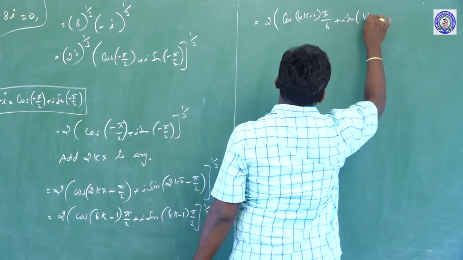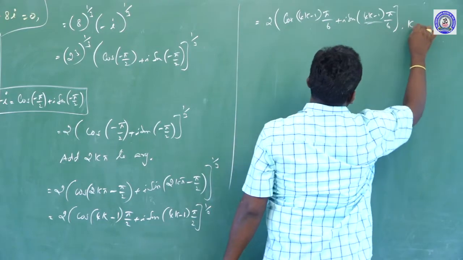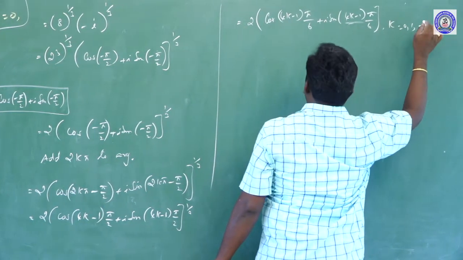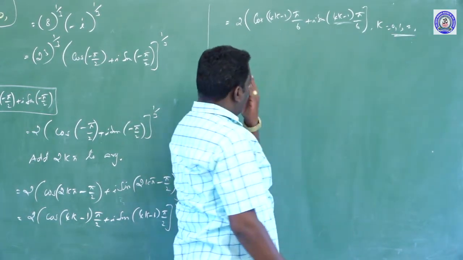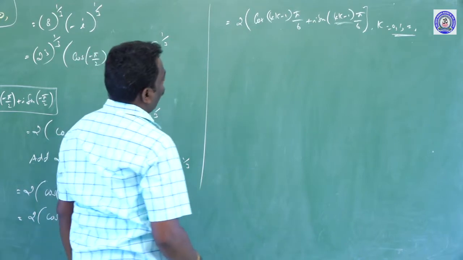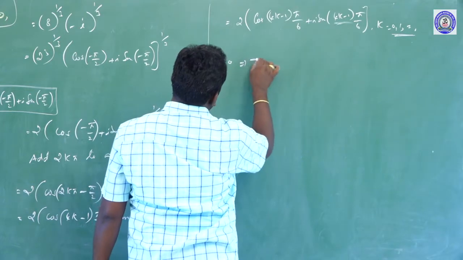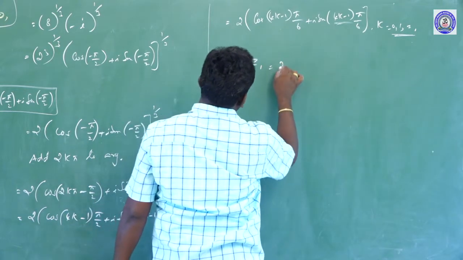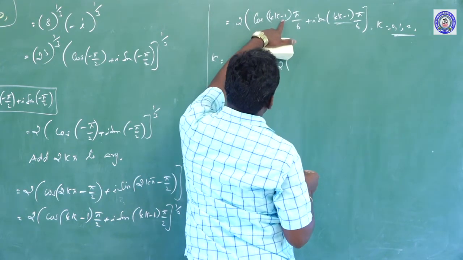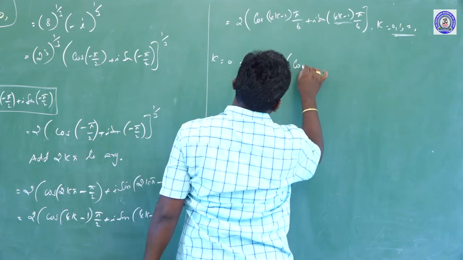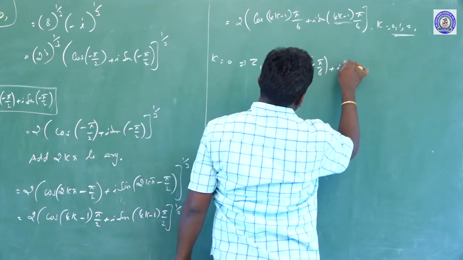plus i into sin of 4k minus 1 into pi by 6. And k takes the values 0, 1, 2, because n equals 3, so k can take 0, 1, 2 only. Now put k equal to 0 to find the first complex number, defined by z1. That is 2 into, putting k equal to 0, this term is 0 and we have remaining in the bracket minus 1. Therefore cos of minus pi by 6 plus i sin of minus pi by 6.